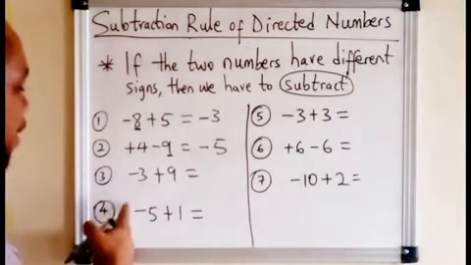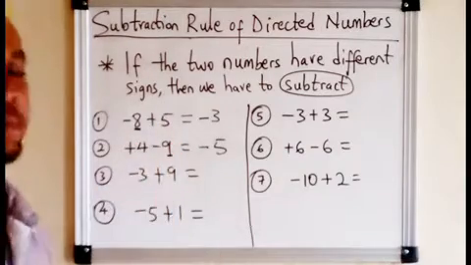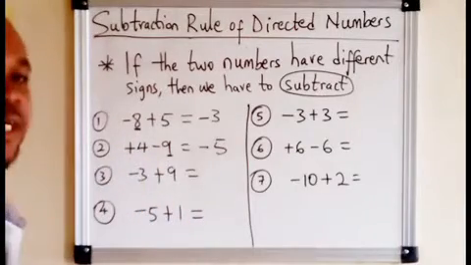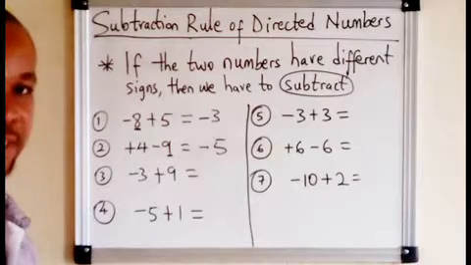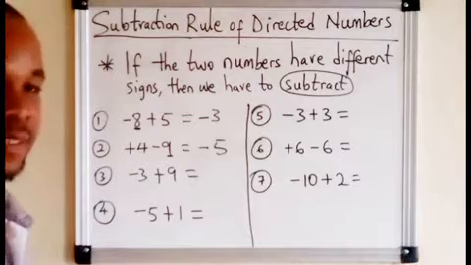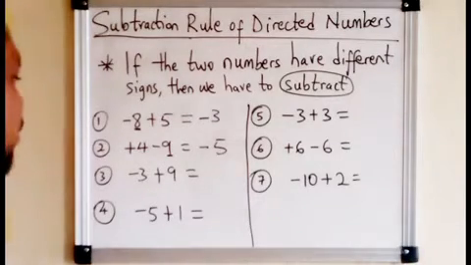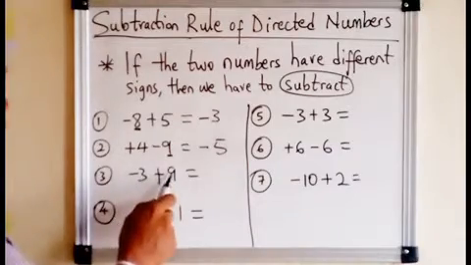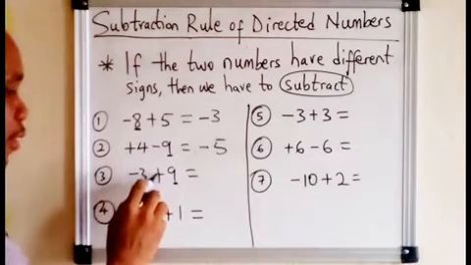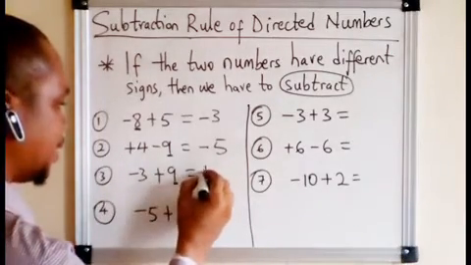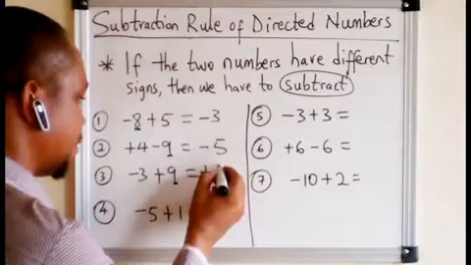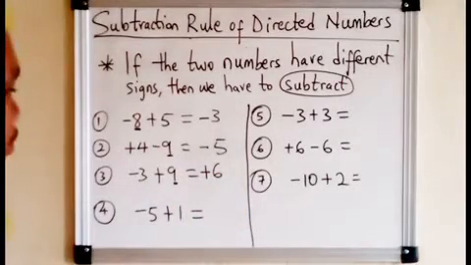Then in number 3, we have minus 3 plus 9. In minus 3 plus 9, the 3 is carrying a minus sign, while the 9 is carrying a plus sign. And since their signs are not the same, they are carrying different signs. First thing we have to do is to select the bigger number. See the bigger number, 9 is bigger than 3. We select the bigger number, and then the sign of the bigger number is plus. We take that plus and attach it here. Then we now use that 9 to subtract 3. 9 minus 3 is 6. So our answer is plus 6.